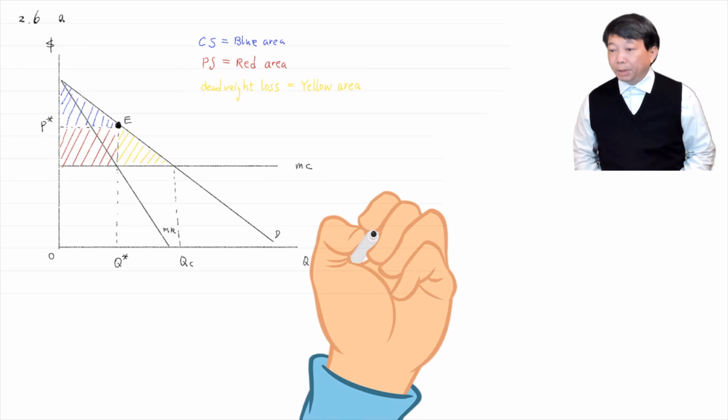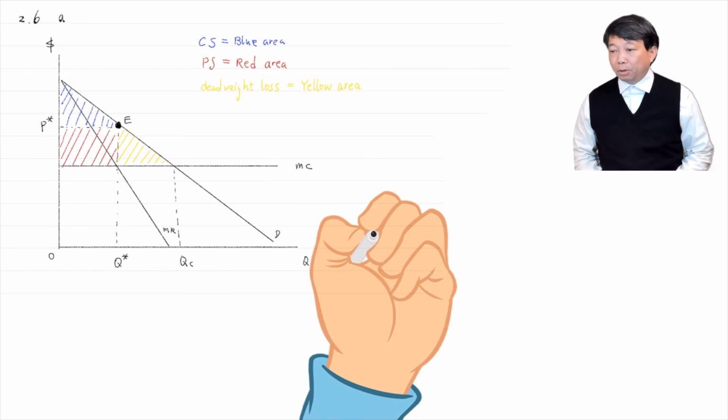We then find the P star from the inverse demand curve. The monopoly optimum is E. The consumer surplus is the difference between the amount consumers are willing to pay and what they actually pay. It is the blue area. The firm's producer surplus equals the difference between its revenue and its variable cost. It is the red area.